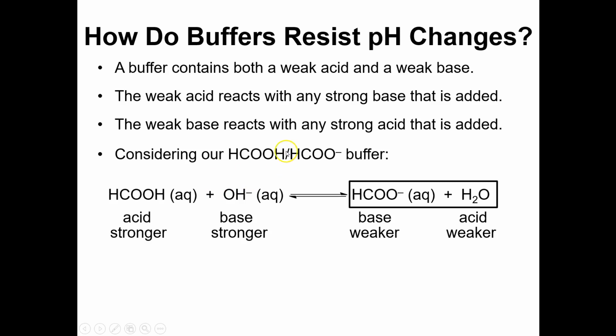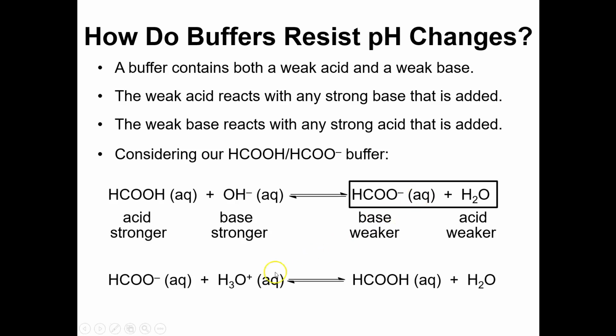If I add hydroxide to this buffer, it's essentially all going to react with formic acid to destroy the hydroxide, react it away, convert it into water, and at the same time, I'm converting formic acid into formate. The reverse is also true. If I add strong acid to this buffer, which would come in the form of hydronium, it's going to react with the weak base, the formate, to convert that into formic acid, and convert the hydronium into water.